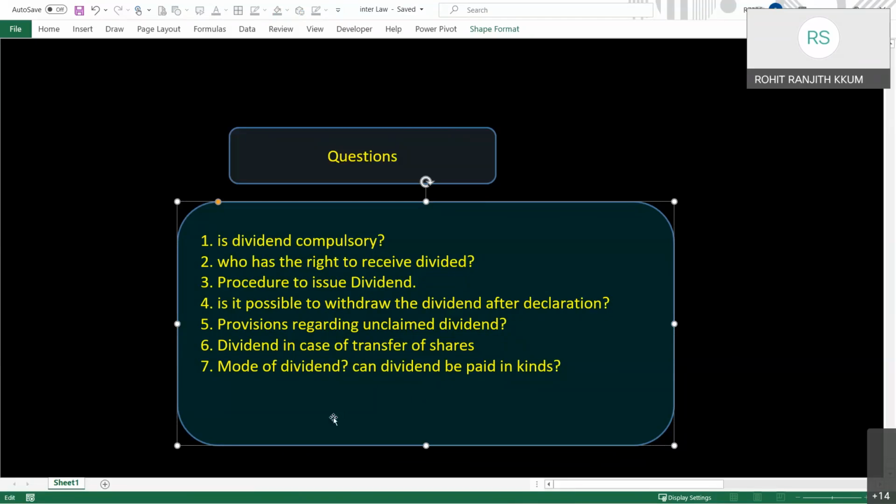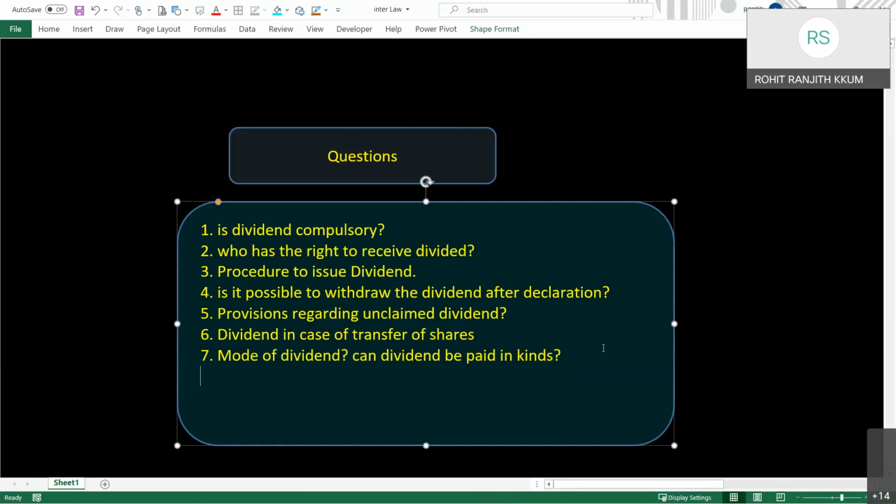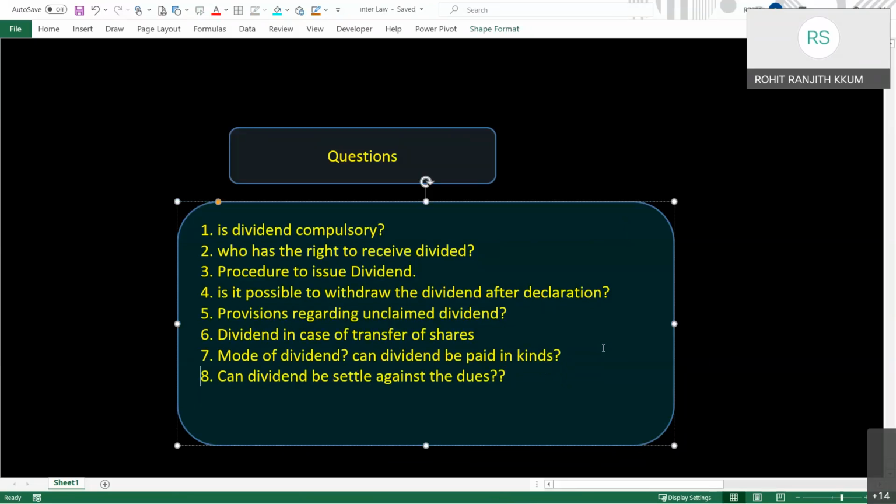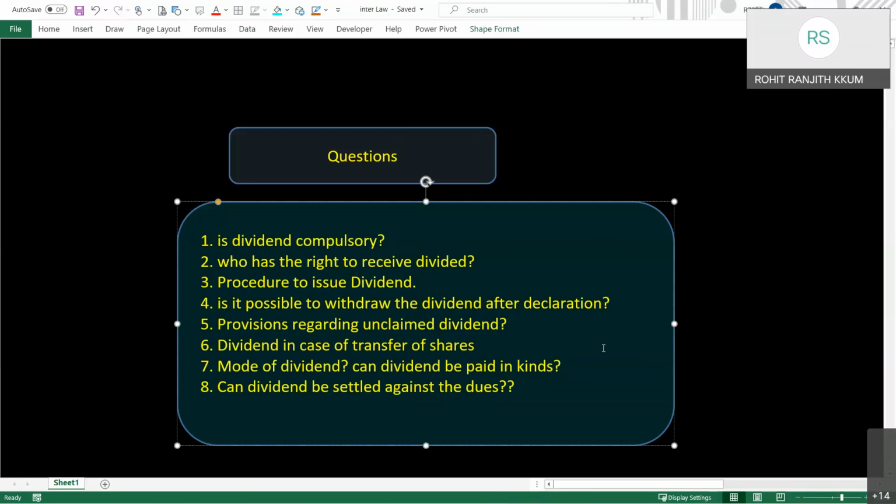Eighth question is, can dividend be settled against the dues? What do you mean by this? Suppose there is a debtor of the company who is liable to pay a certain amount to the company, and he also deserves to get the dividend. Can the dividend amount be settled against those debtor dues or not? That we have to learn.